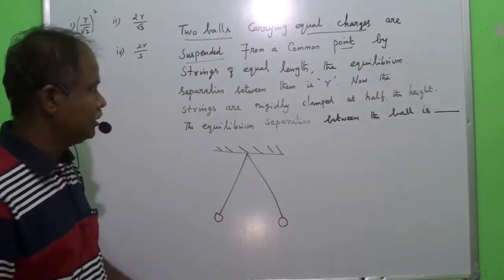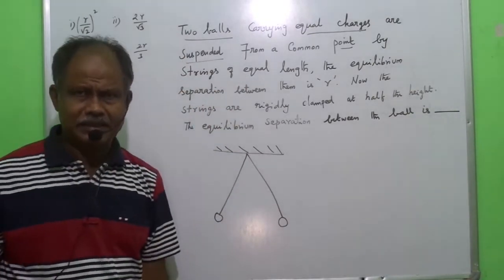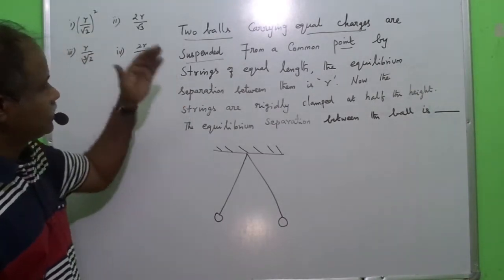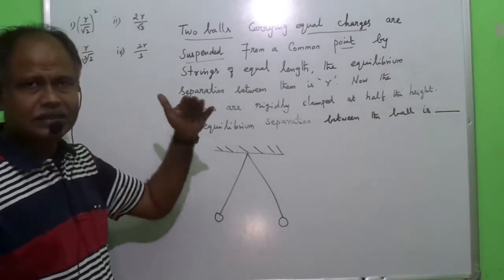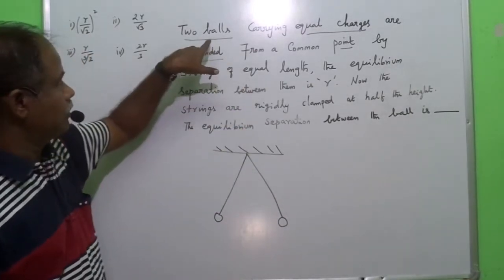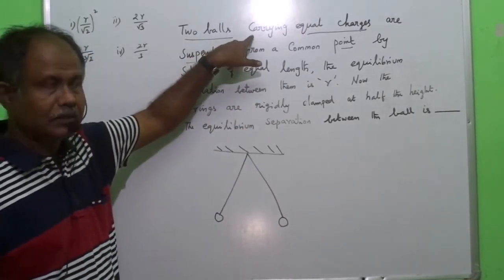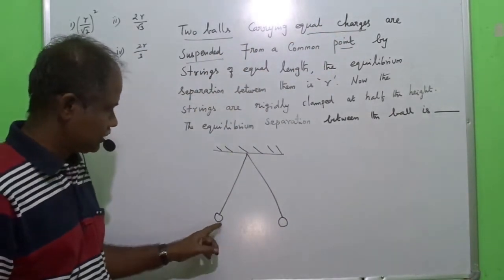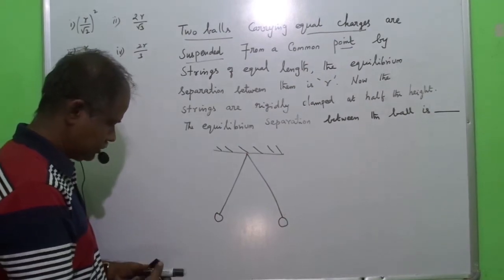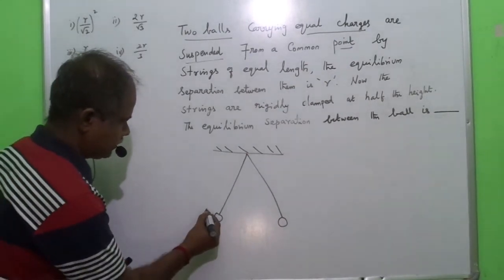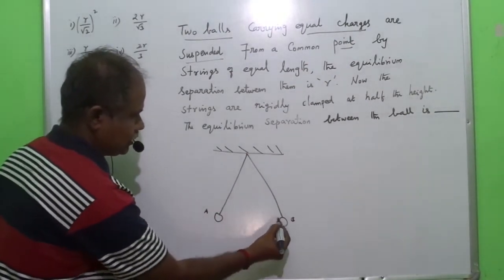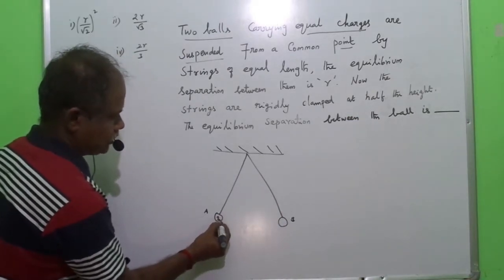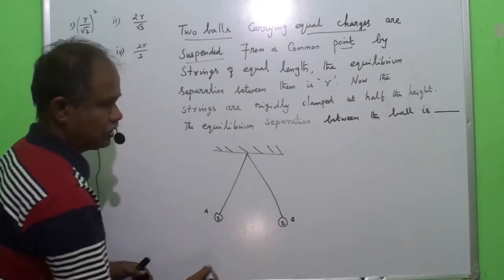This is an easy thing. The only thing is you must understand the basic concept. If you understand the basic concept, it's very easy. Let us consider, for example, this problem. Two balls carrying equal charges. There are two balls. This is ball A, this is ball B, and there are two equal charges. Let it be Q. This is charge Q, this is charge Q. Equal charges.